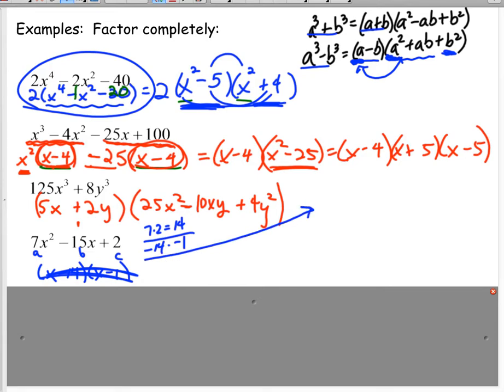What you have to do is you have to separate your middle term into the ones that I've just circled. So I'm going to rewrite 7x squared. Instead of writing -15x, I'm going to write -14x minus 1x. It's fair. -14x minus 1x is -15x. It doesn't matter what order you put them in. And now plus 2. So I just rewrote it. This over here is the same as what I rewrote.